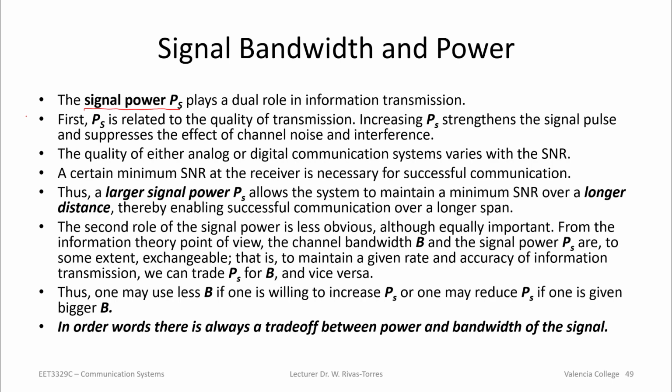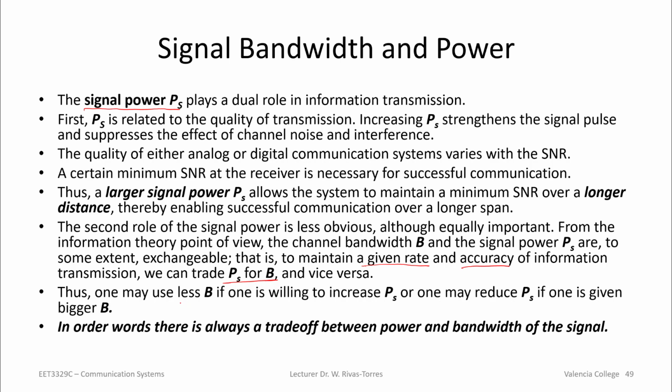The second role of the signal power is not as obvious, right? If we go back to information theory, the channel bandwidth and the signal power are somewhat exchangeable, right? You trade one for the other. So if you want to maintain a given data rate and accuracy of your information, you can trade both power and bandwidth.